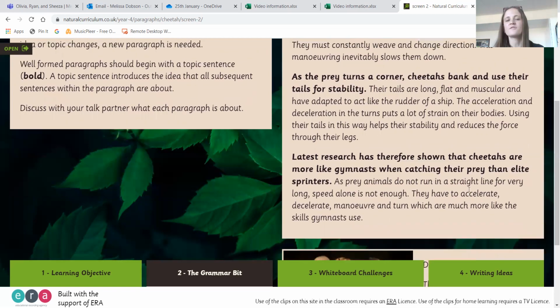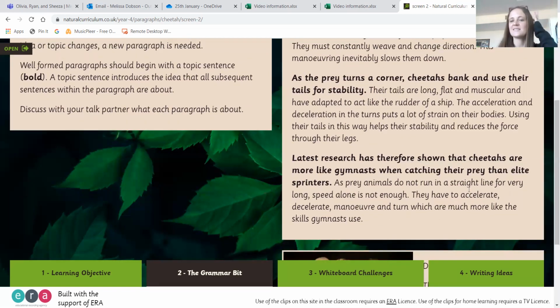The next paragraph says, latest research has therefore shown that cheetahs are more like gymnasts when catching their prey than elite sprinters. And think back to the question we asked earlier, what kind of sports person was the cheetah similar to? And I was thinking the same. I thought, oh, someone like Usain Bolt, who's able to run really quickly, but actually the research says that these animals are more like gymnasts. So that was our topic sentence for that paragraph. And then it carries on with more information about that.